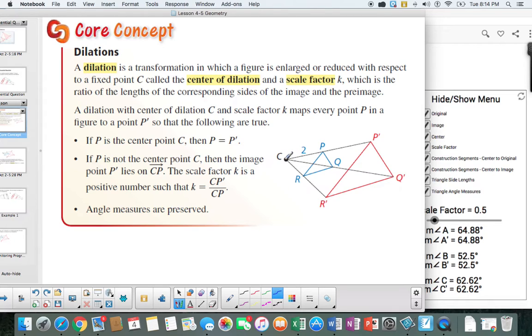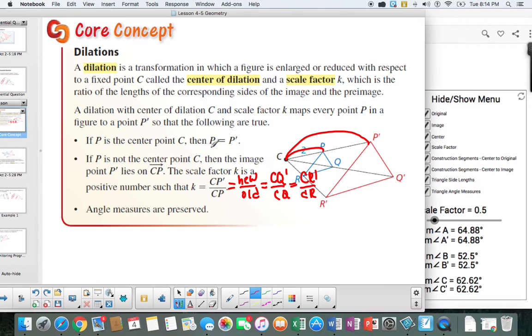So when we have the center of dilation, we have the new distance right here. This is the new distance divided by the old distance. Now this scale factor would also be the same for CQ prime to CQ and CR prime to CR.